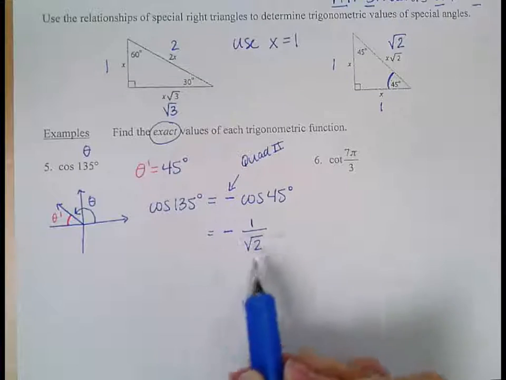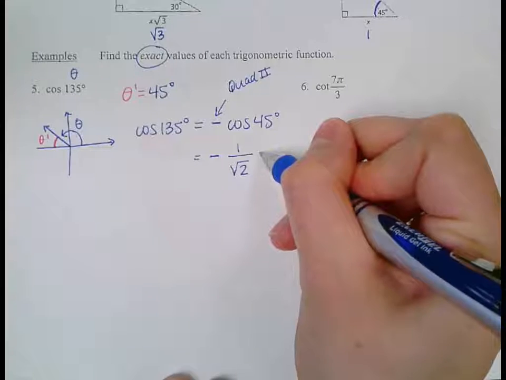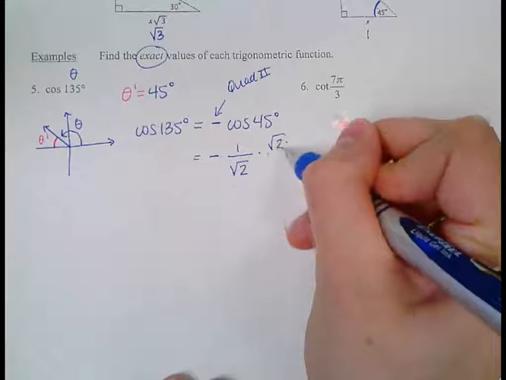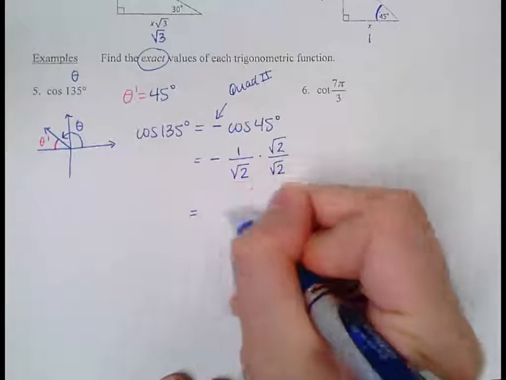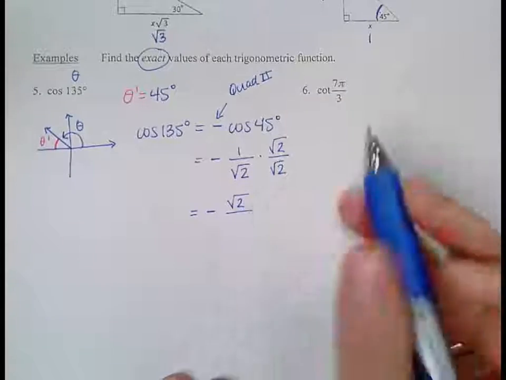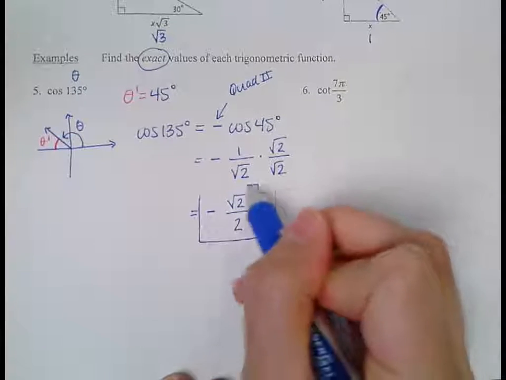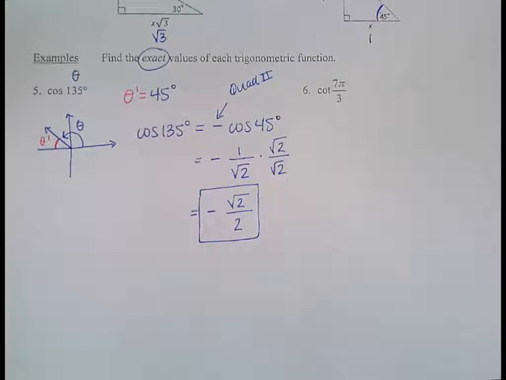We cannot leave a square root in the denominator. It's not simplified. How do we get rid of that? Multiply by root 2 over root 2. So this would be negative 1 square root 2 on top, so square root of 2, over square root of 2 times the square root of 2 on the bottom, which is just 2. So this is the exact value of cosine of 135 degrees. If you typed in cosine of 135 in your calculator, you would get a decimal approximation, so you would not get the value in this form. Questions on example 5?